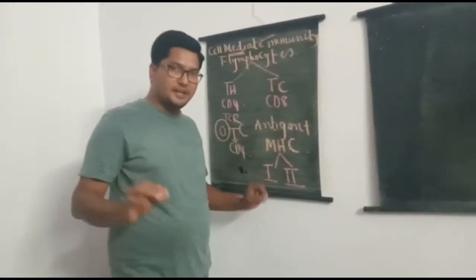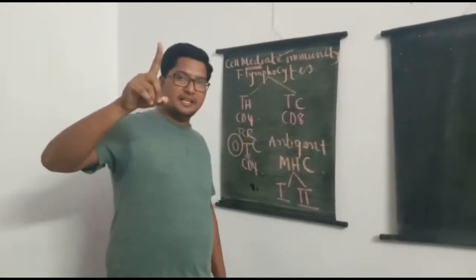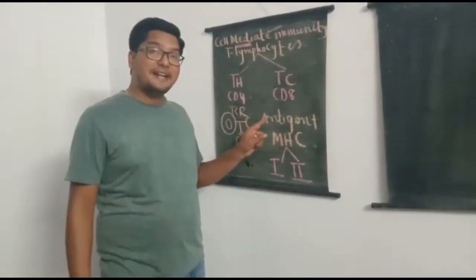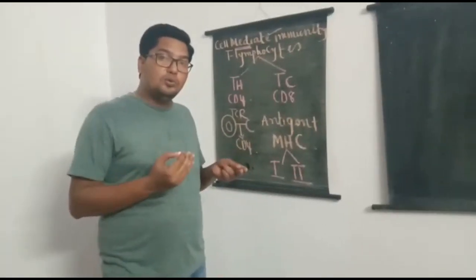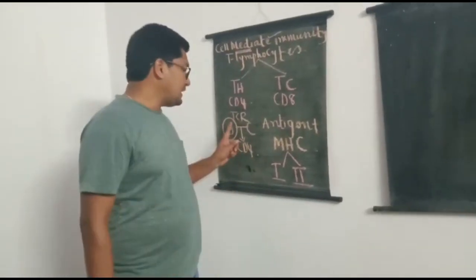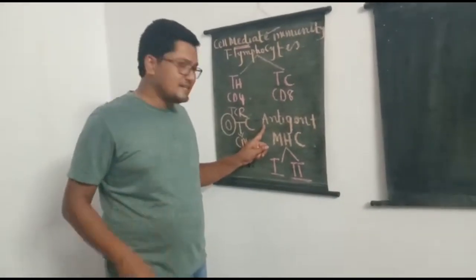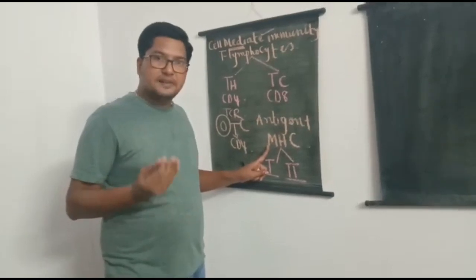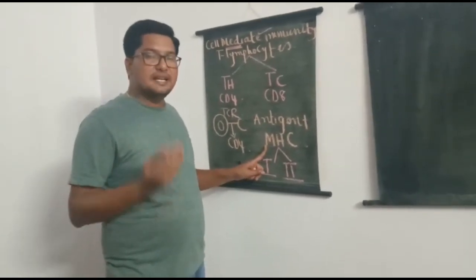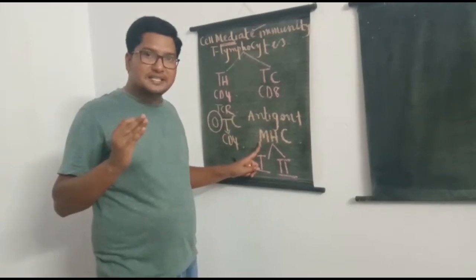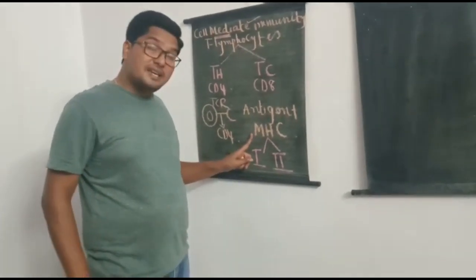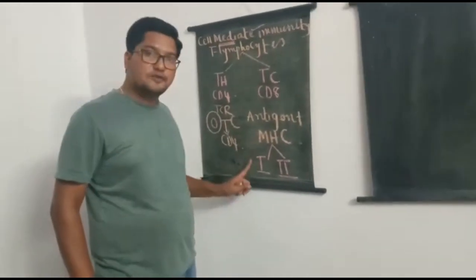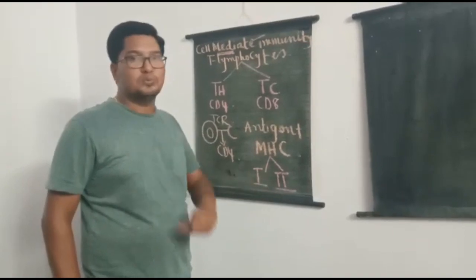So let me repeat, B lymphocytes can directly recognize the antigen, but T lymphocytes cannot recognize the antigen directly. Then how do they recognize the antigen? They recognize a complex. What is that complex? Antigen plus MHC. MHC stands for what? Major histocompatibility complex. It is a special protein complex present in the blood. And MHC of how many classes is present? Two classes are present, that is MHC class 1 and MHC class 2.